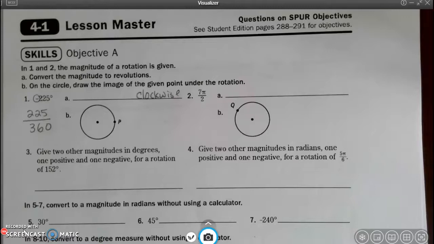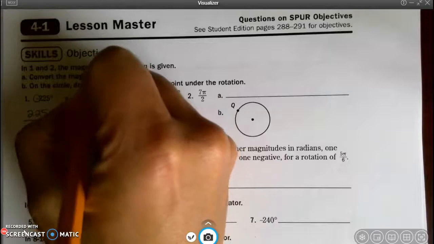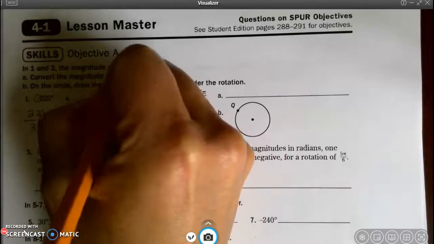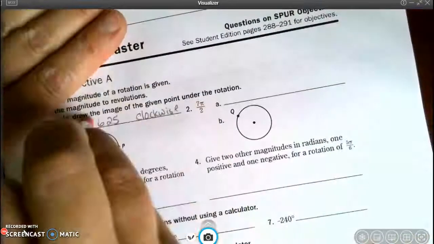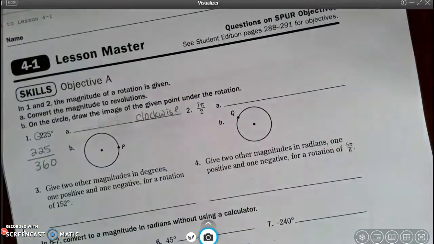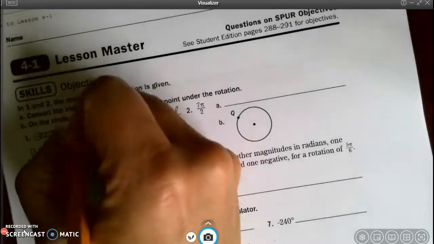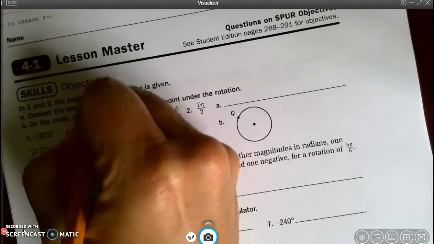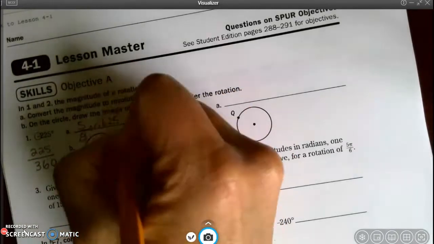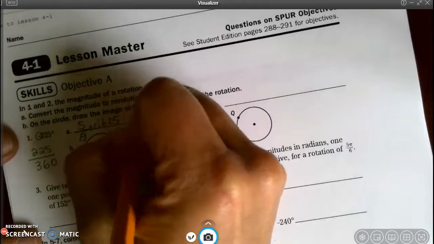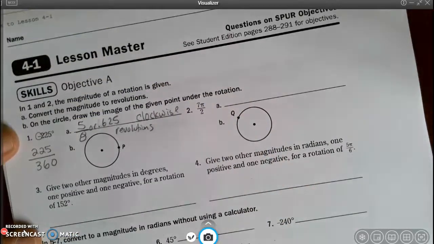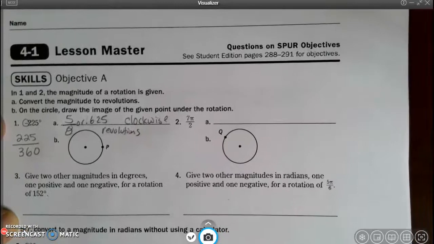I'll use my calculator for that. And I get 0.625. And I guess I could say 0.625 revolutions. Or if I wanted to, I could go to math, enter, enter, and that's 5/8. So 5/8 or 0.625 revolutions clockwise.